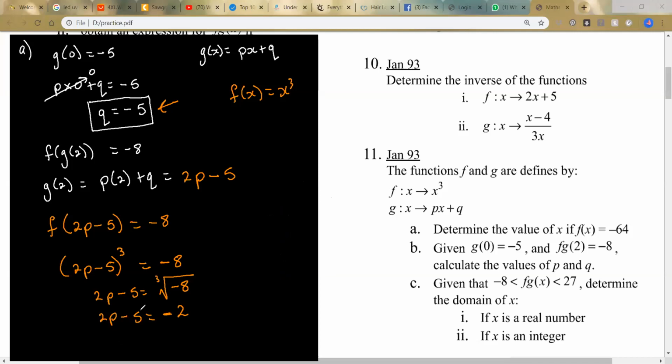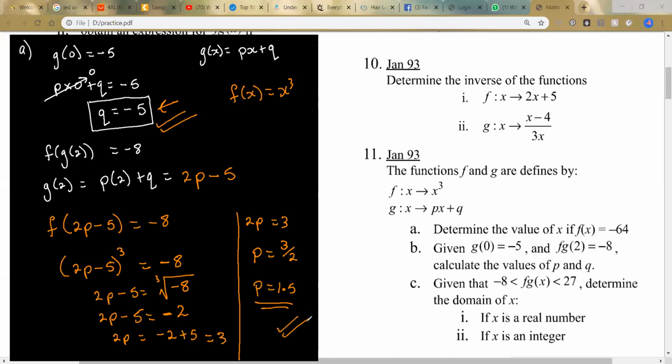Right. So now we just find p. So that means 2p would be minus 2 plus 5, which is 3. So if 2p is equal to 3, then p would be 3 over 2, which is 1.5. So we found q and we found p.